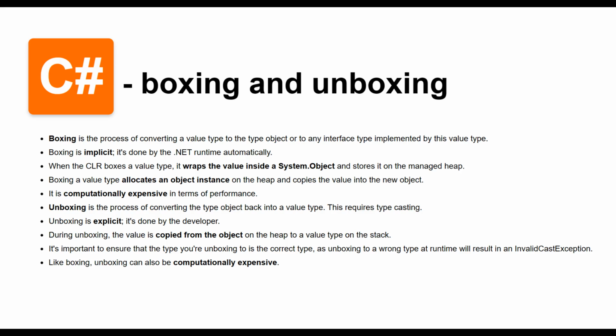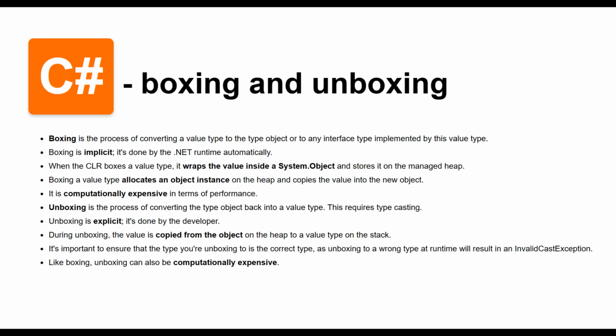Boxing is like packing stuff into a box. You've got a simple value, say an integer or a bool, right? Now in C#, these simple types are called value types. But sometimes you need to treat them like they're objects, more complex types. So you pack this value into an object box to use it that way. This packing process is called boxing.